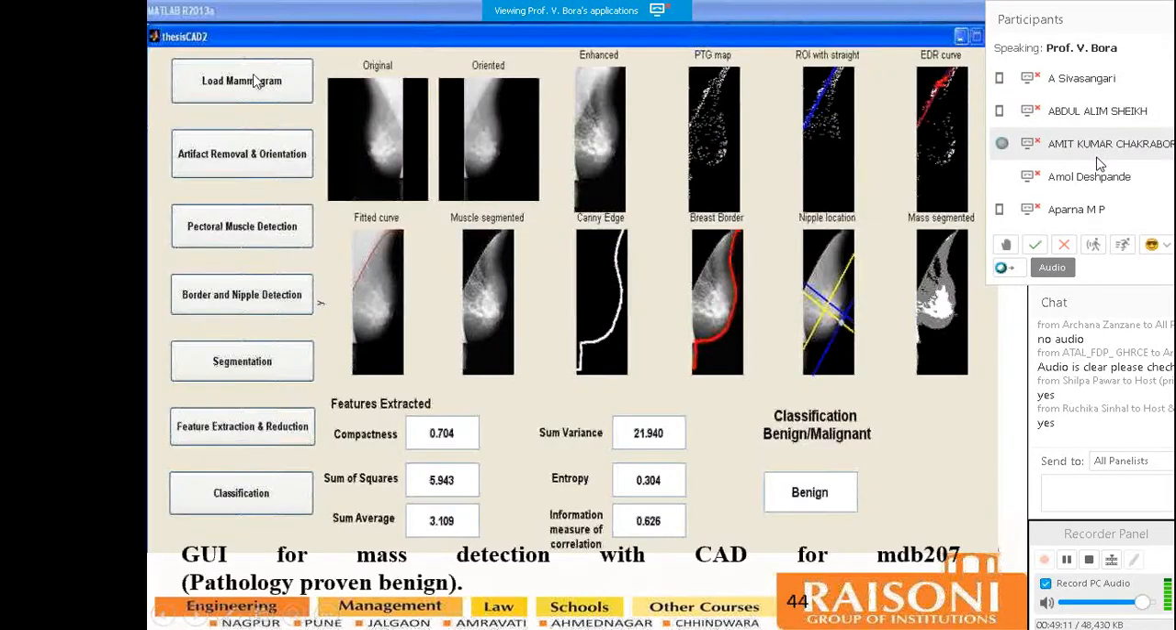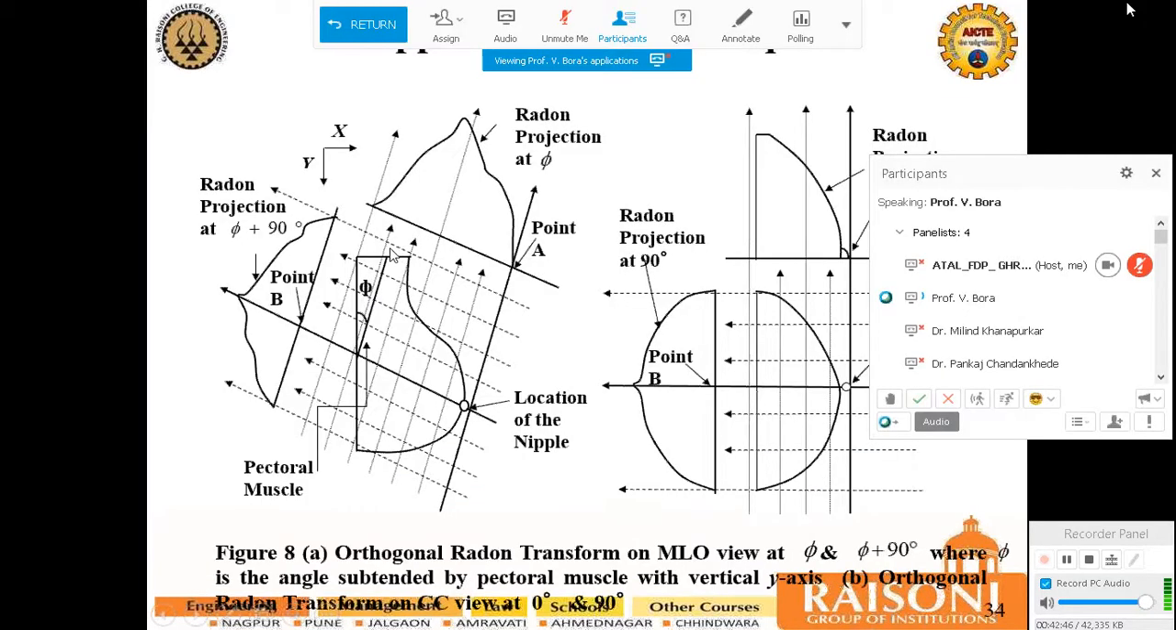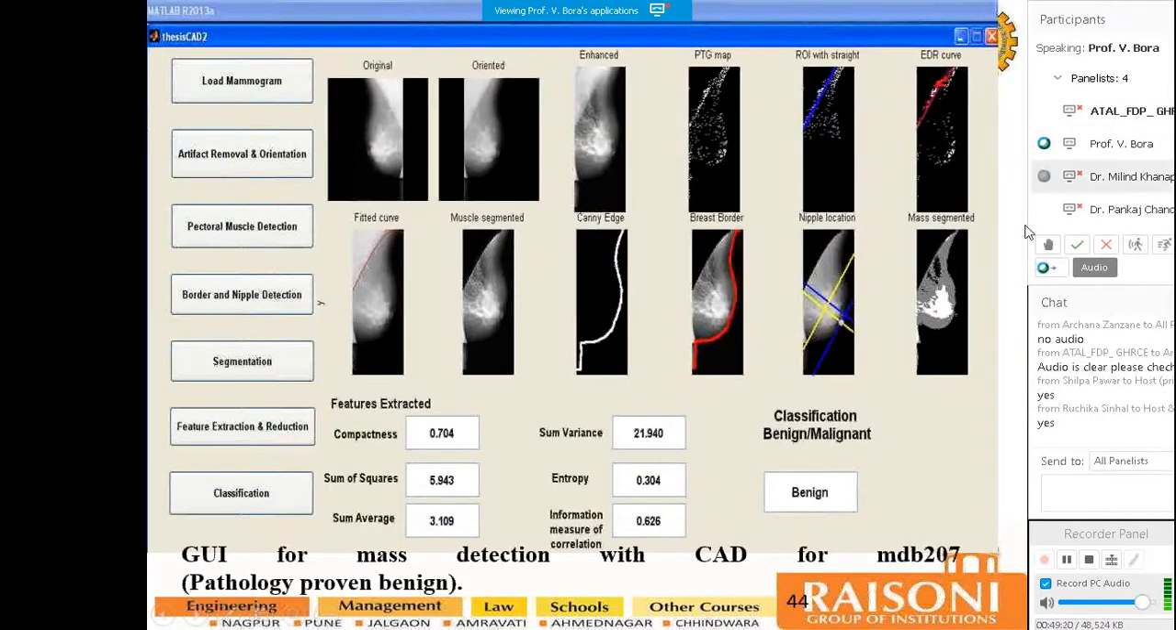Mammograms were loaded. Then artifacts were removed, then the pectoral muscle was detected. Here is the original mammogram, then it is corrected, and then it is shifted left here. See, and this is the enhanced mammogram.